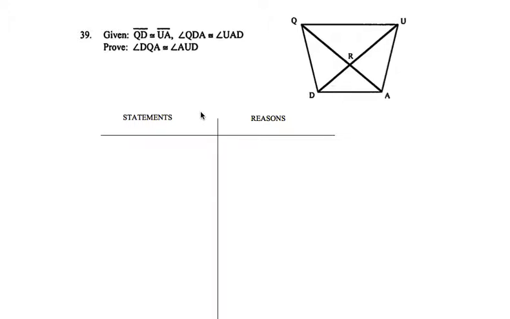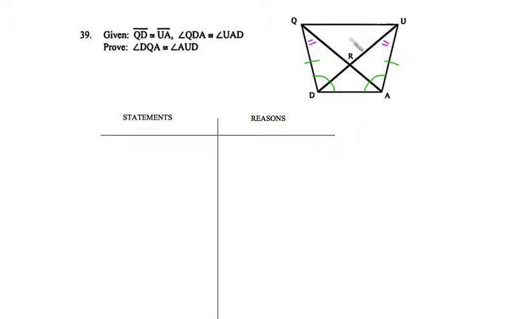In proof number 39, I'll start as always by marking what I know. I know that QD is congruent to UA, and I know that angle QDA, this entire angle, is congruent to UAD, this entire angle. Try to look at it as the entire angle, not the two pieces that are congruent. And then my goal is to prove that angle DQA, just this angle up here, is congruent to AUD, this angle up here.